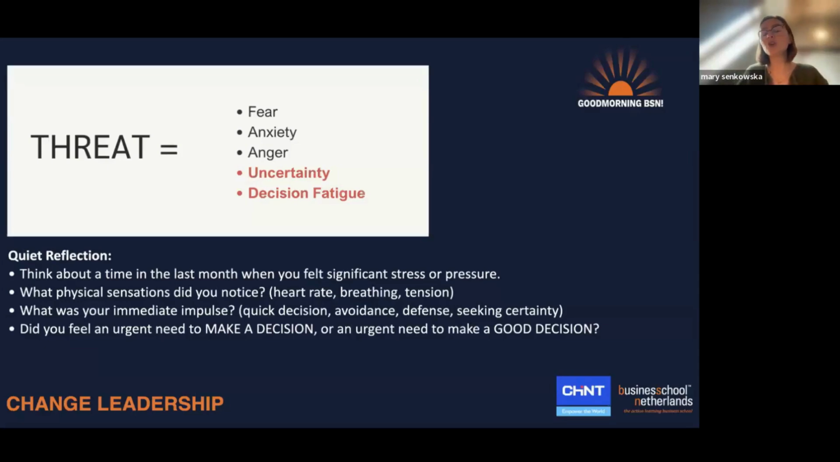Now, what is coded in our brain as threat? It is fear, anxiety, anger, but also we now know, and that's quite revolutionary to understand, uncertainty and decision fatigue. So uncertainty is causing your brain to go exactly the same kind of spiral as, let's say, meeting a bear in a forest. And now let's think about that, right?